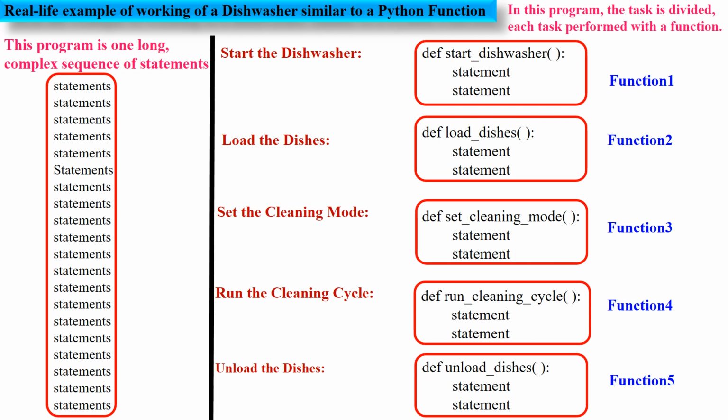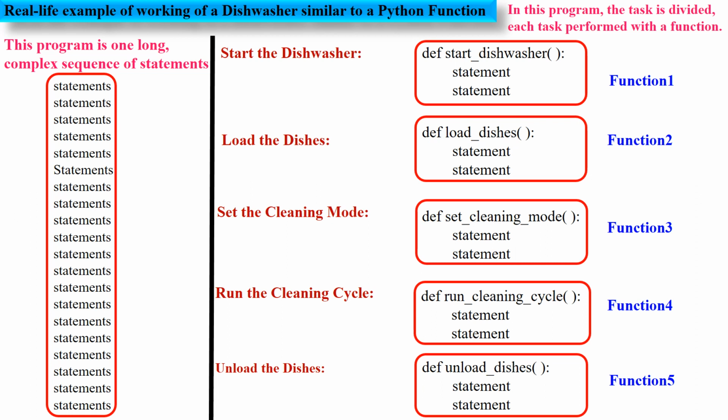Step 4. Run the cleaning cycle. Create a function called run_cleaning_cycle that performs the actual cleaning process. This function can control the flow of water, adjust temperature as per the cleaning mode, and run the cleaning cycle for the specified duration.